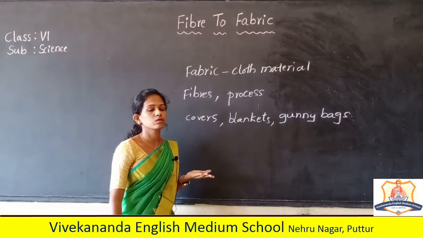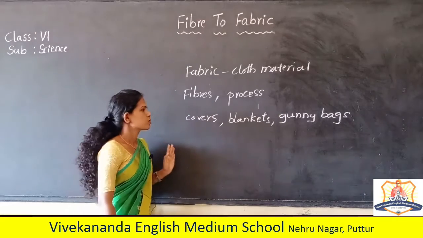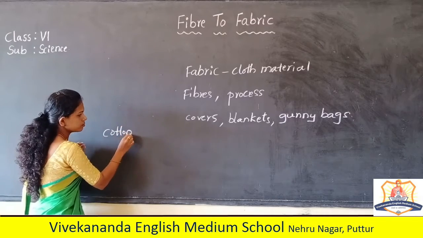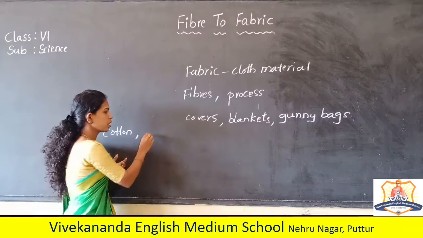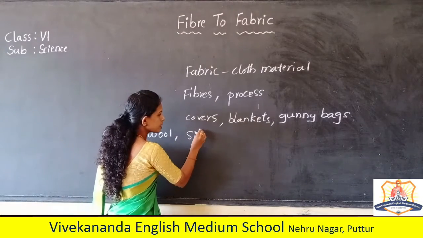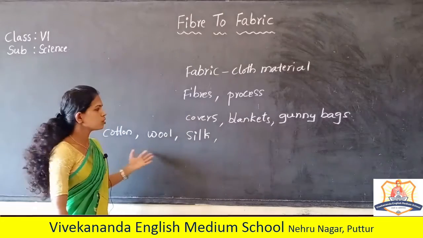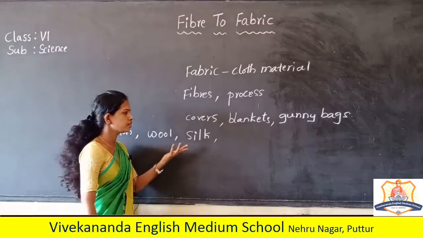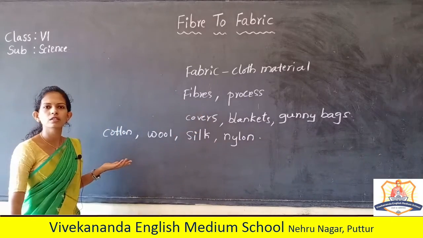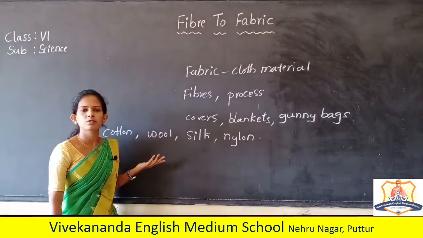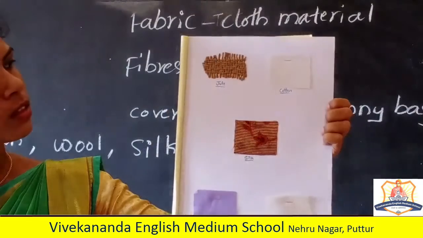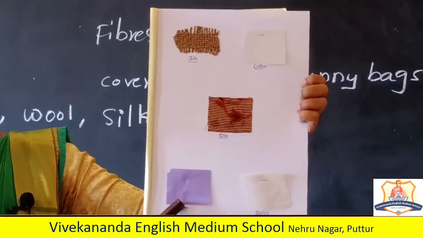Let us name some of those fabrics. Examples for these fabrics are, first one is cotton, next wool, that is woolen, next is silk. These are all familiar words: cotton, woolen, silk, then nylon. These are some examples of different types of fabrics. See here.